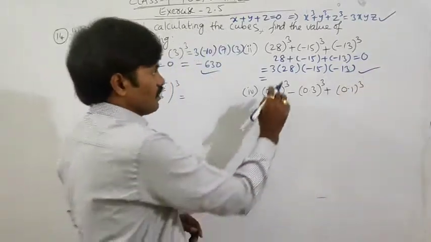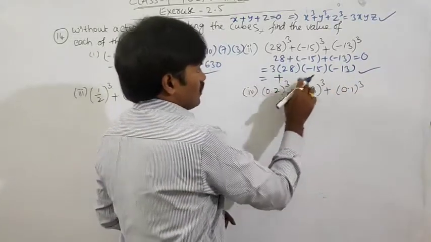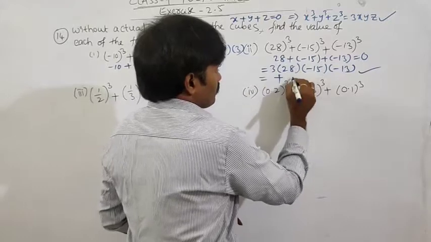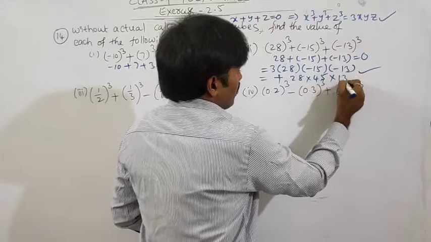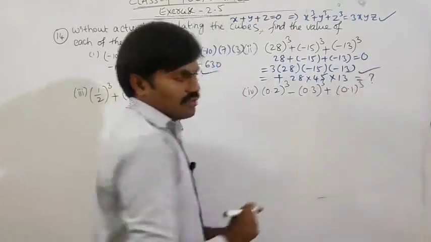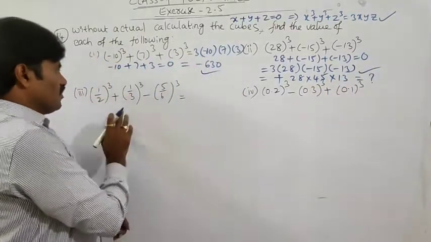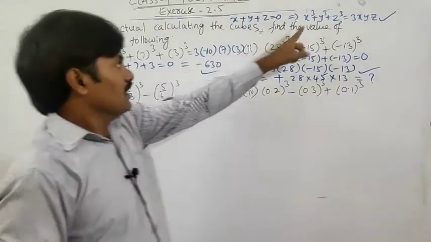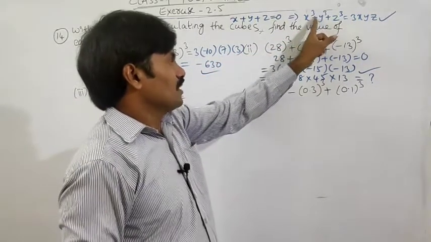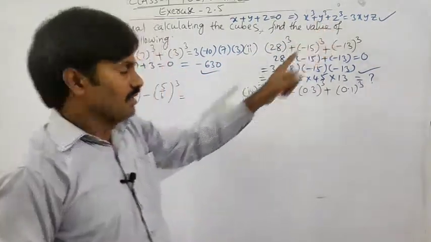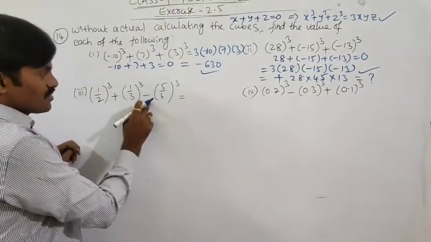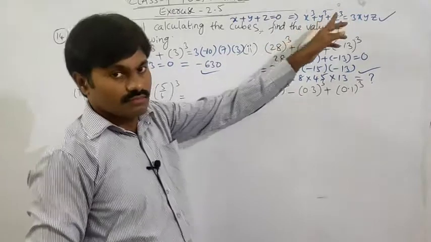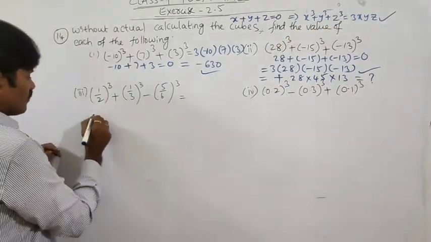Yes. Here minus into minus is plus. 15 3s are 45. So 28 into 45 into 13, and if you simplify, we will get the final answer. Okay. Now come to this point. See here, the middle is x cube plus y cube plus z cube, with plus in the middle. But here minus is given, plus and minus are given, so it is not in this form. So we have to try to convert it into that form.